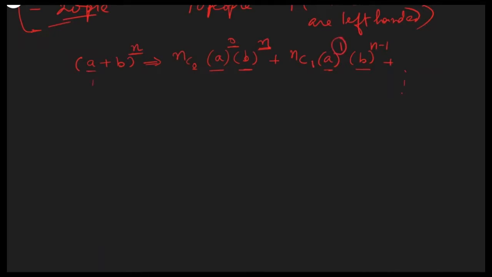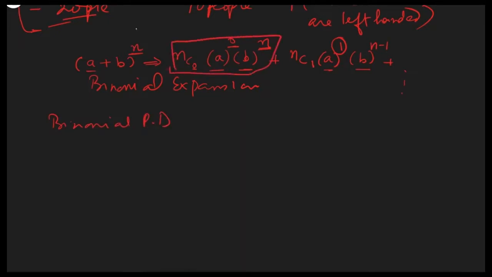This was called binomial expansion, right? So similarly, in binomial probability distribution, we use the same expression here, this one, for distribution. The formula is nCr p^r q^(n minus r). This is the expression for one probability.